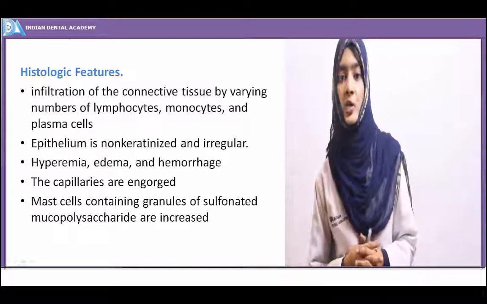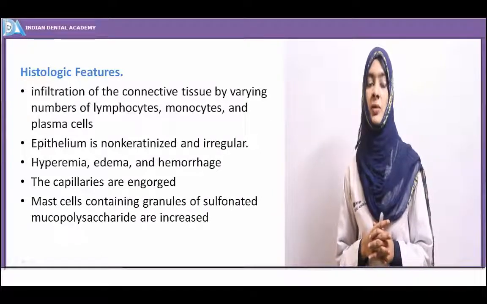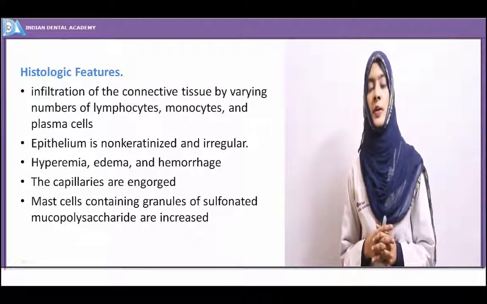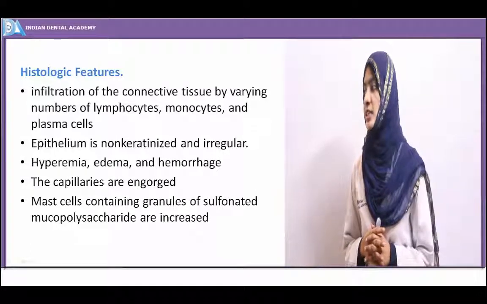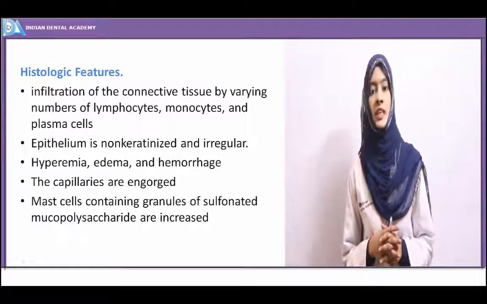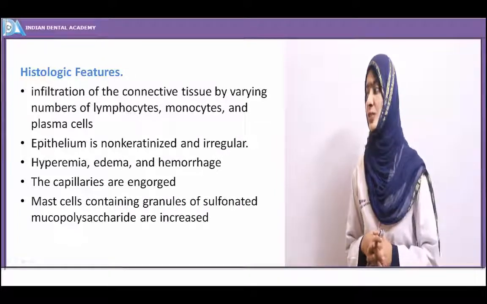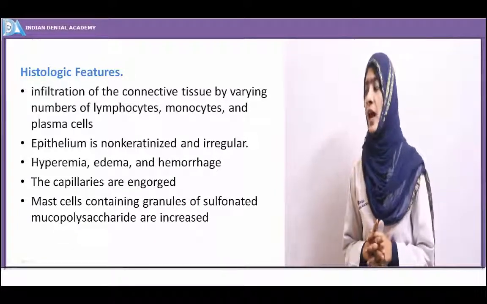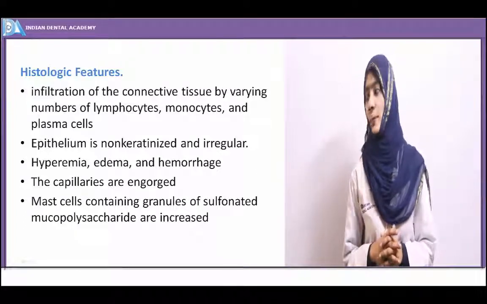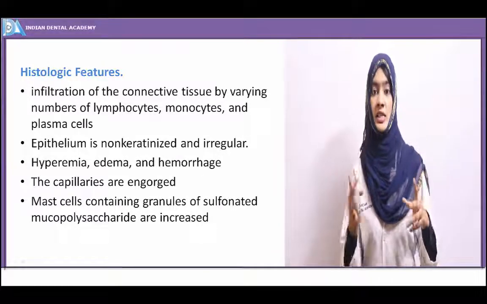So when you see the microscopic picture of chronic gingivitis, initially inflammation is present invariably. It shows the presence of characteristic inflammatory cells, that is the lymphocytes, monocytes, and the plasma cells. The epithelium is usually non-keratinized. Here also the epithelium is non-keratinized and irregular. Hyperemia, edema, and hemorrhage of the capillaries are seen, and the capillaries become enlarged or engorged. That's manifested clinically as the bleeding.